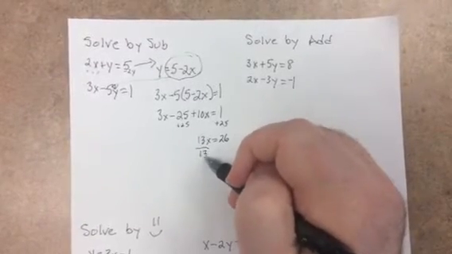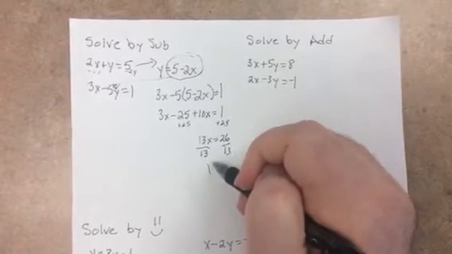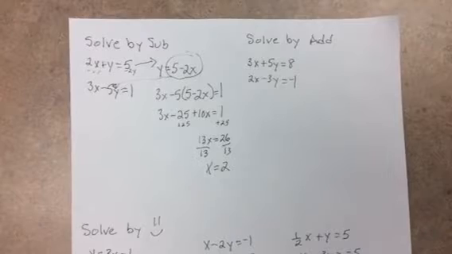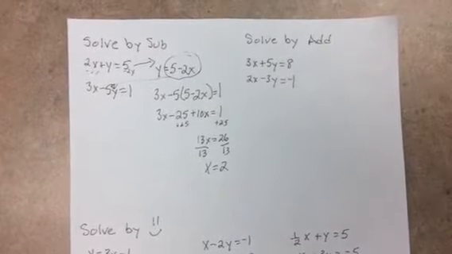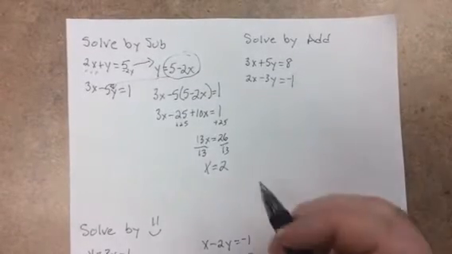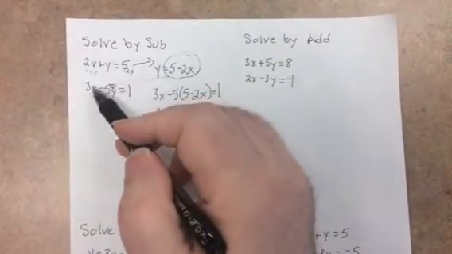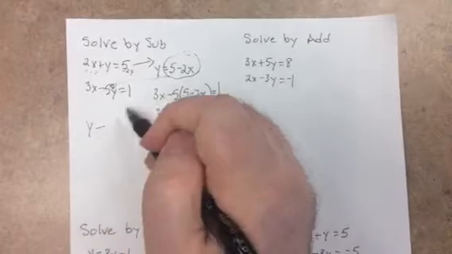So divide both sides by 13. X equals 2. But we're not done. You hope you're done, ready to go get that cookie to be happy, but no. You got to put that back in to the x here or here or here and solve. I'm going to put it into this x.